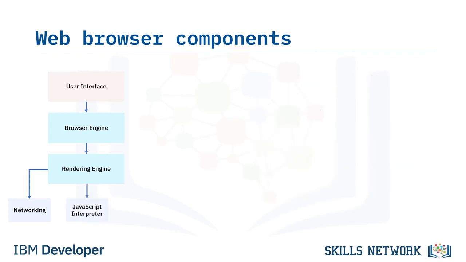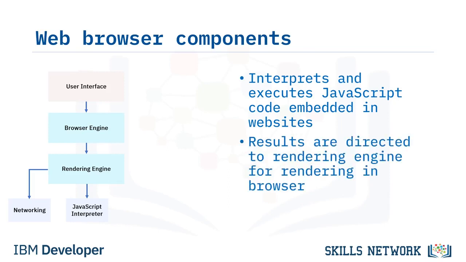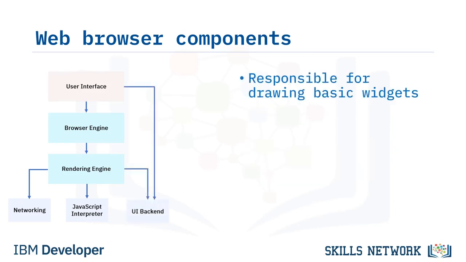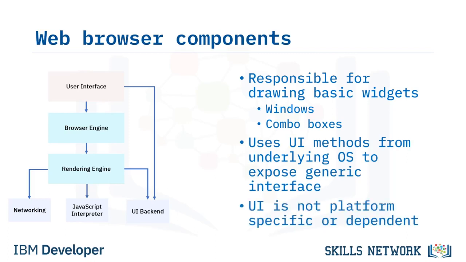The JavaScript interpreter, as the name suggests, interprets and executes any JavaScript code embedded in viewed websites. The interpreted results are directed to the rendering engine to be rendered on your browser screen. The user interface, or UI backend, is responsible for drawing basic widgets, such as windows and combo boxes, by using underlying operating system UI methods to expose a generic interface that is not platform-specific or dependent.